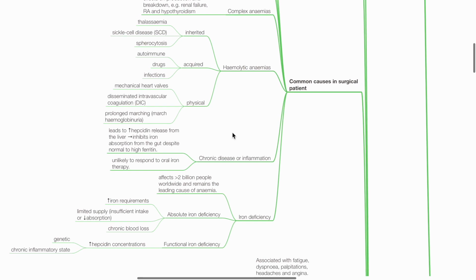This leads to increased hepcidin release from the liver, which inhibits iron absorption from the gut despite normal to high ferritin. Anemia of chronic disease is unlikely to respond to oral iron therapy.